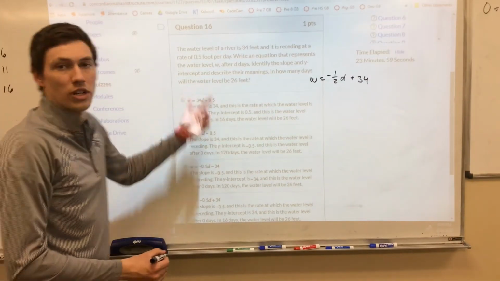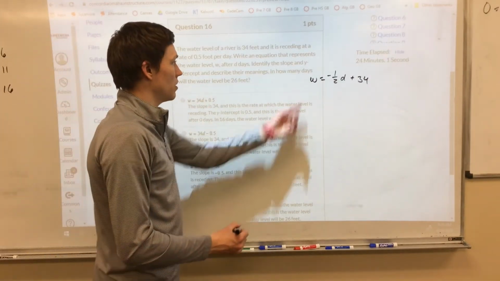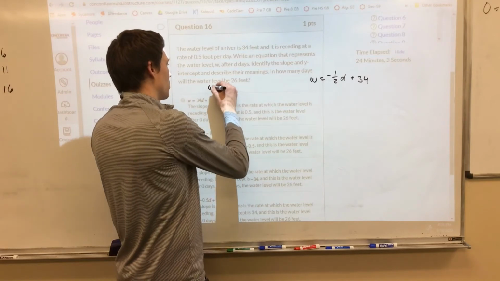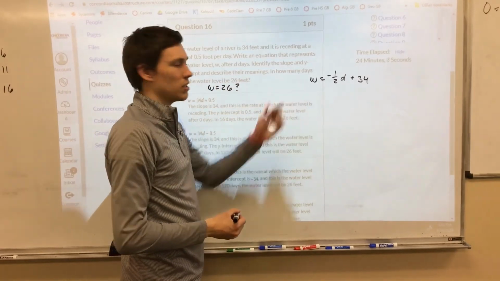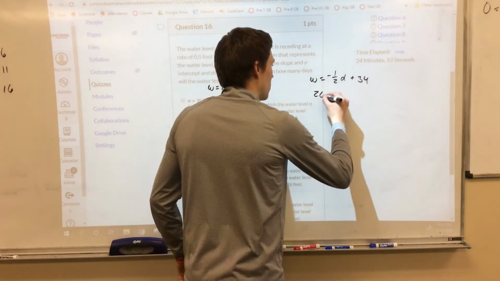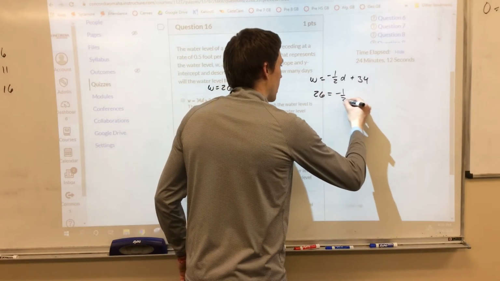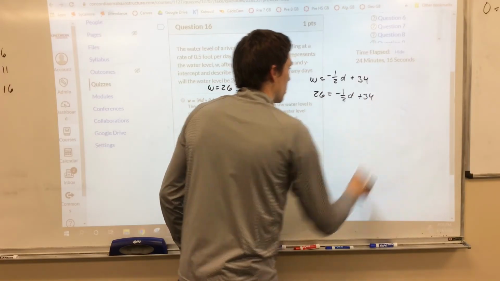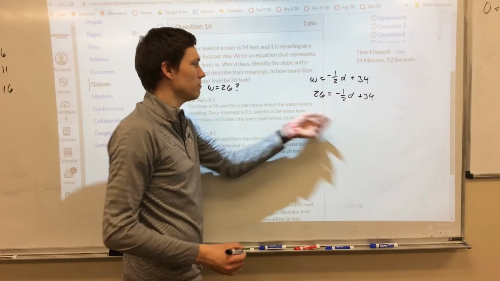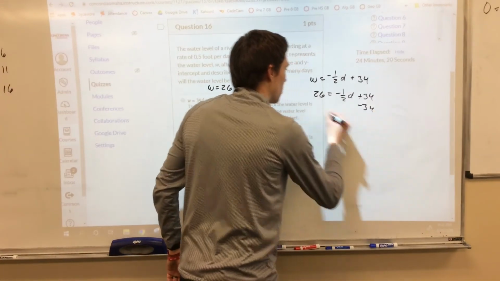And how many days will it take for the water level to be 26 feet? So in other words, when will W equal 26? Well, let's plug in 26 for W. 26 equals negative 1/2 times the number of days plus 34. How do I get rid of 34? Subtract it.